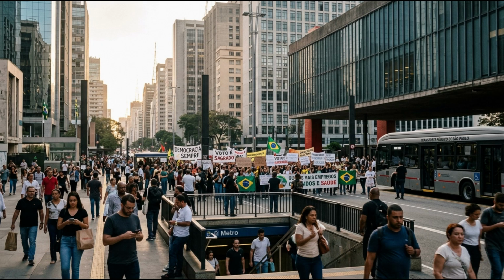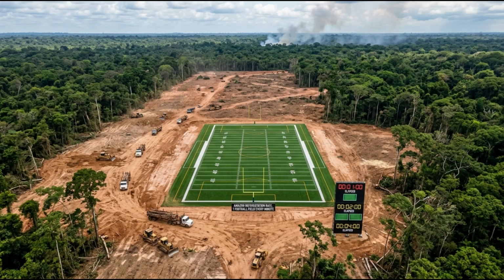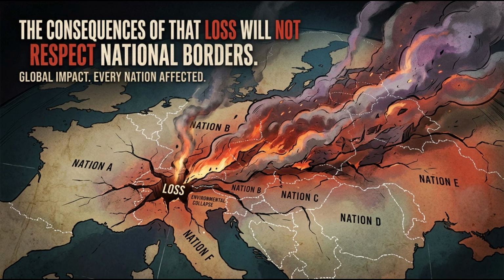South America in the 21st century is a continent of growing cities, middle classes, and democratic governments, fragile in some places, robust in others. Brazil, the largest country in the hemisphere by area and the 5th largest by population, hosts the World Cup in 2014 and the Olympics in 2016, and then descends into political crisis within years. The Amazon, the largest rainforest on Earth, loses area equivalent to a football field every single minute to deforestation. The consequences of that loss will not respect national borders.